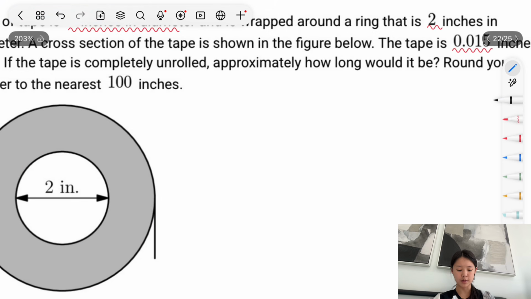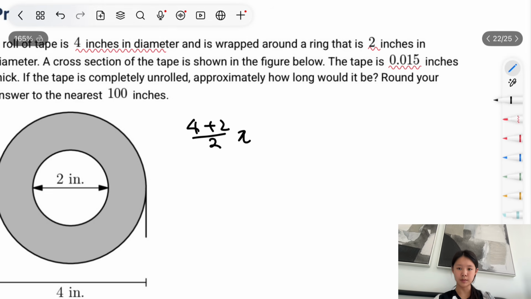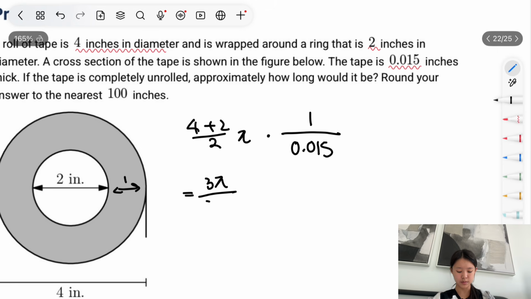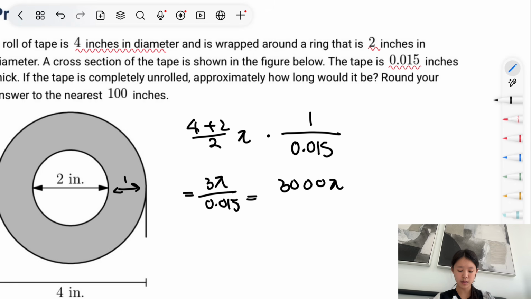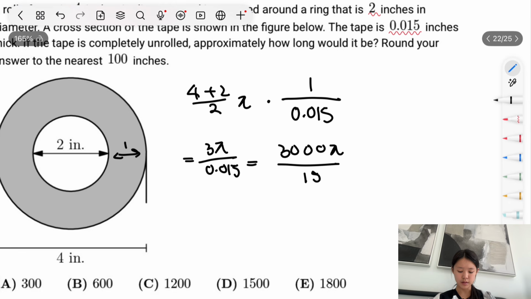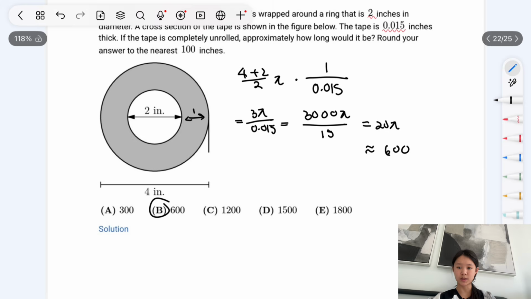So to calculate this diameter here, we would have 4 plus 2 and the average of that, and then times pi, obviously. And to find how many rows of tape you have, you would need to divide this width, which we know is 1, by the thickness of the tape, which is 0.015. So we get 3 pi divided by 0.015, which is 3000 pi divided by 15, which is 200 pi. And that can be rounded to 600. So the answer is B, which is 600.